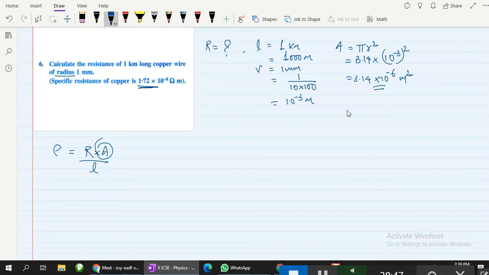So you know the area, you know the length, you know the specific resistance of copper. You can find the resistance. So resistance is rho into L by A. So rho is 1.72 times 10 to the power minus 8 ohm meter, by A, which is 3.14 times 10 to the power minus 6.